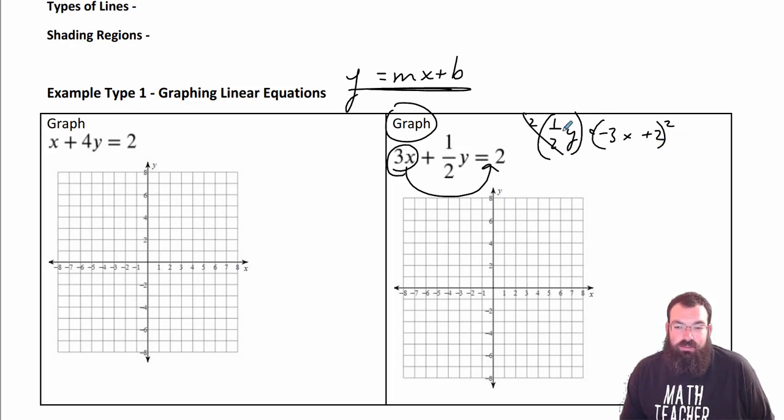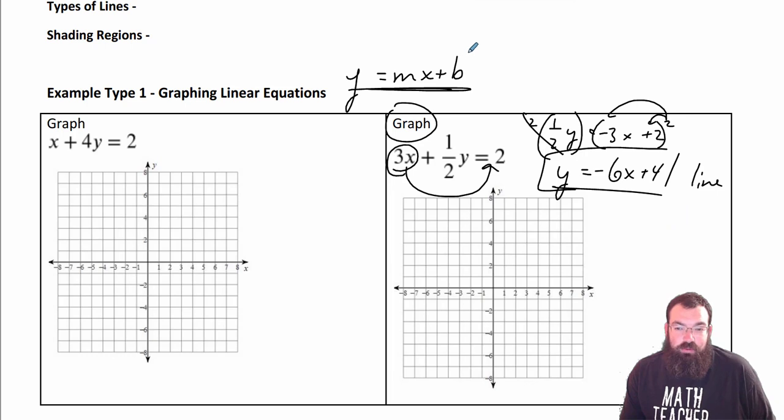So the 2 cancels, the 1 doesn't really matter, so it's just y. Then this 2 has to distribute to every term over here, so it's negative 6x plus 4. So this is my line that I need to graph. So how do we do this? Remember, we start at the y-intercept. So this is step 1. And then our slope is step 2.